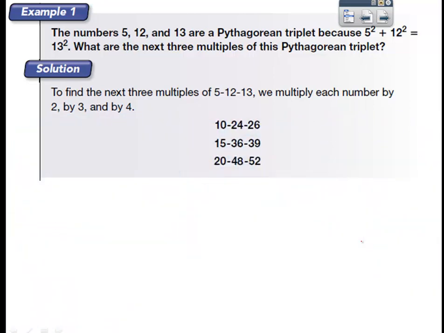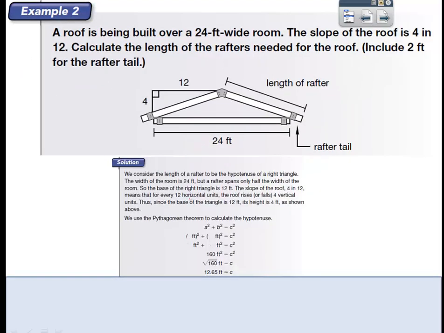Okay, so you should have come up with these 3 sets right here. This one here you're multiplying by 2, this one here you multiplied by 3, and this one here you multiplied by 4. All right, so now let's put this to use. Let's take a look at this, because this can be a little bit tough. We got a roof, and it's being built over a 24-foot wide room. The slope in the roof is 4 and 12, meaning that for every time it goes over 12, it goes up 4. So calculate the length of the rafters for the roof, including the 2-foot rafter tail.